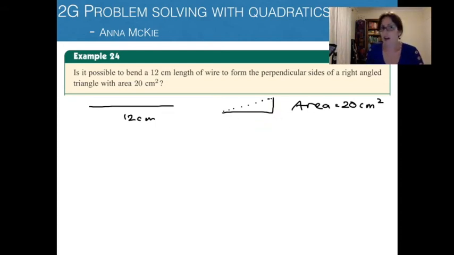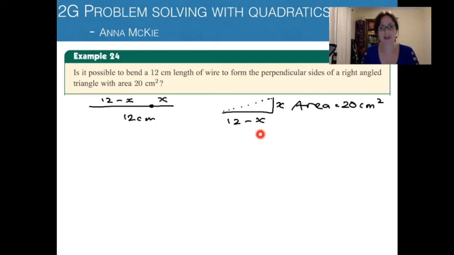So therefore we need some information about the side lengths. So identify x. My suggestion is pick x here for this shorter side, and then what would this length be? Well, the length of the whole wire is 12 centimetres and you've used up x, so it's what's left over. It's 12 take away x.